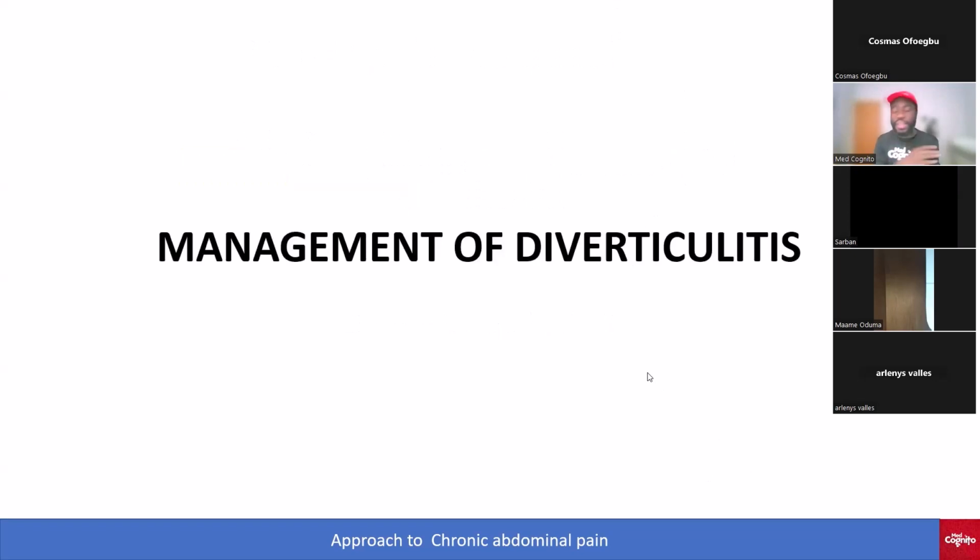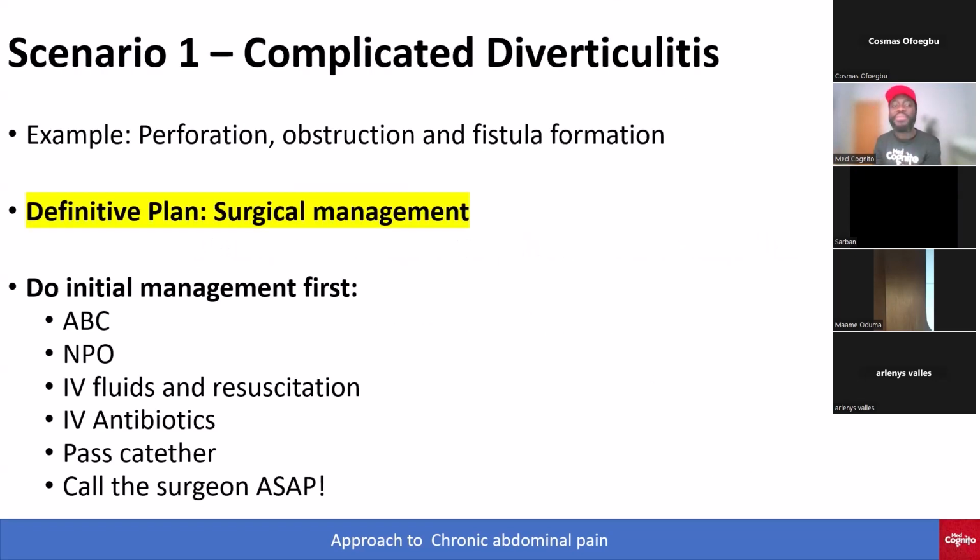So now let's move on to the management. With the management, we are going to look at it in various cases. Number one, if you have a patient with complicated diverticulitis, what approach will you take? We've already talked about what makes diverticulitis complicated. Number one, perforation. Number two, intestinal obstruction. Number three, fistula formation. Can somebody remind me, how will a patient with fistula formation present to you in a board exam situation?